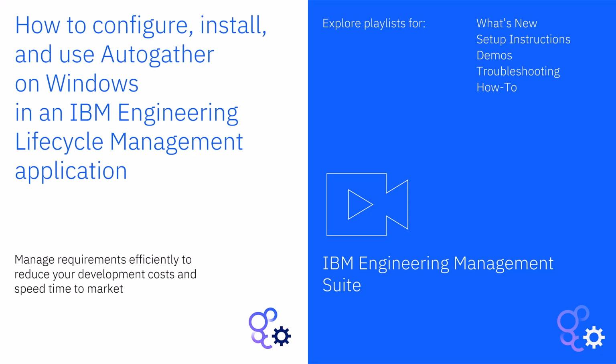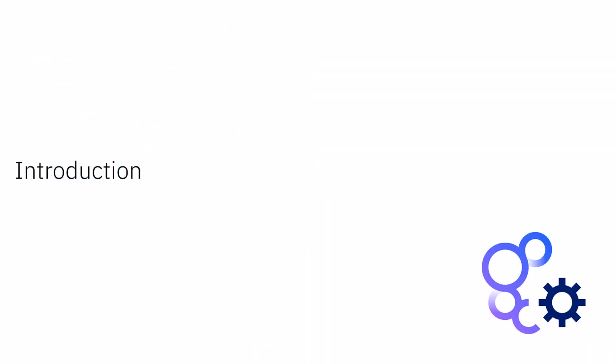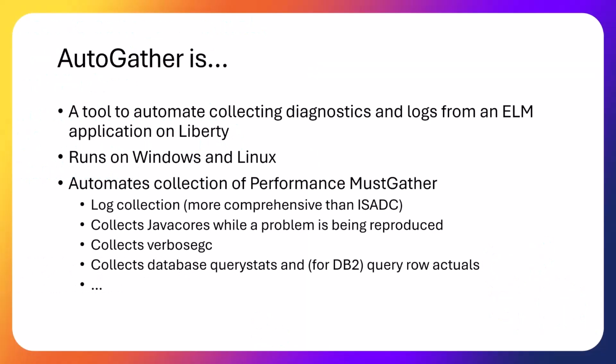Hello, this is a quick demonstration of how to install, configure and use Autogather on Windows. First, what is Autogather? It's a tool to automate collecting diagnostics and logs from an ELM application running on Liberty. It runs on Windows and Linux, and it automates collection particularly of the performance MustGather, for example, logs, Java cores, verbose GC, and database information.